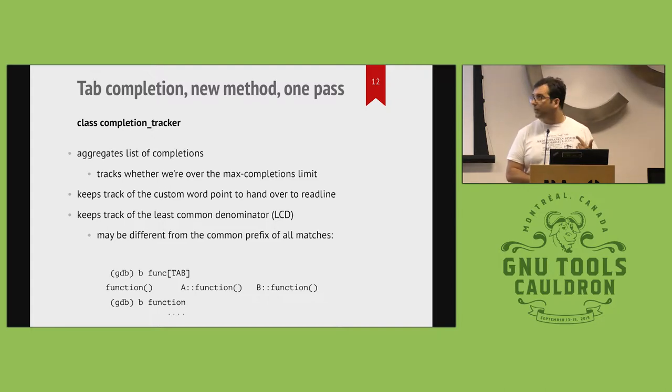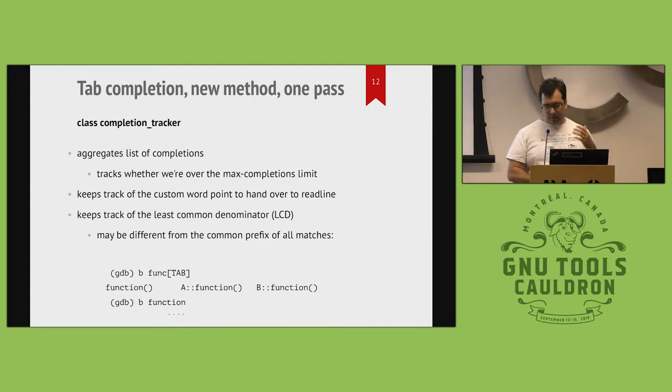This is very important. When you're converting commands to use this mechanism, this is the thing you need to pay attention to. As you're parsing the string, you're advancing the pointer to the input string where readline is supposed to start completion, that word point that I mentioned in the beginning. And custom here means it's GDB that's computing it, not readline.